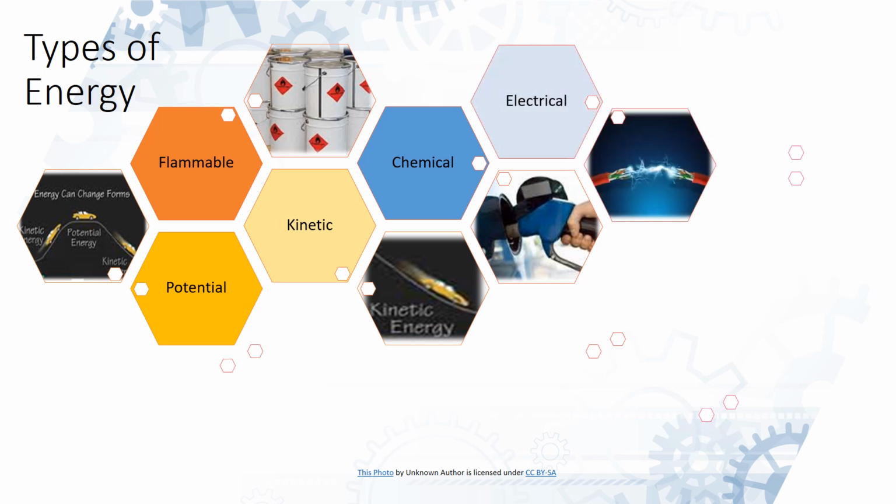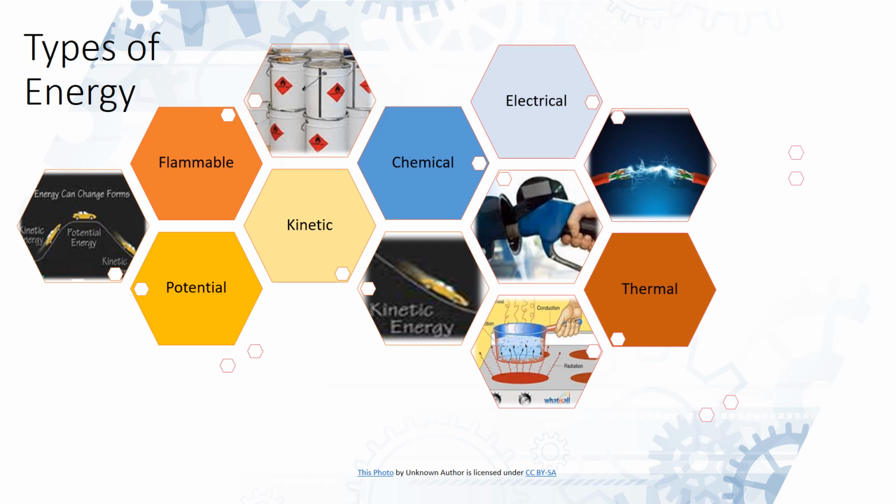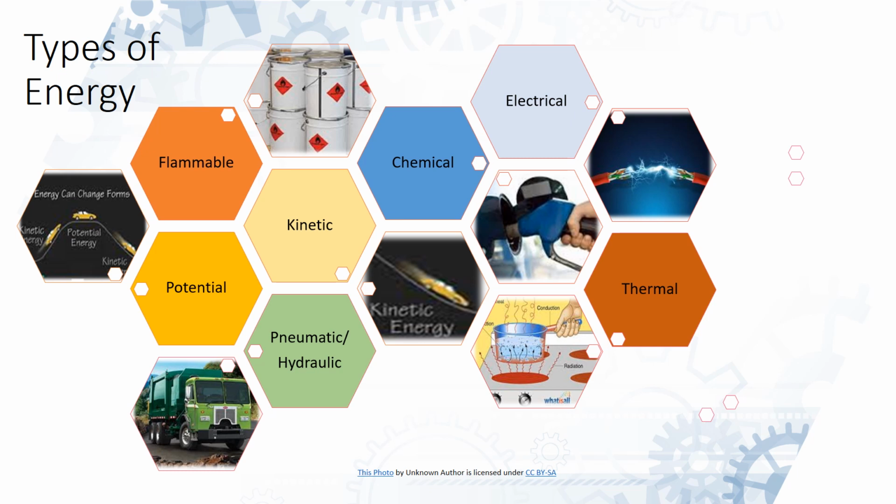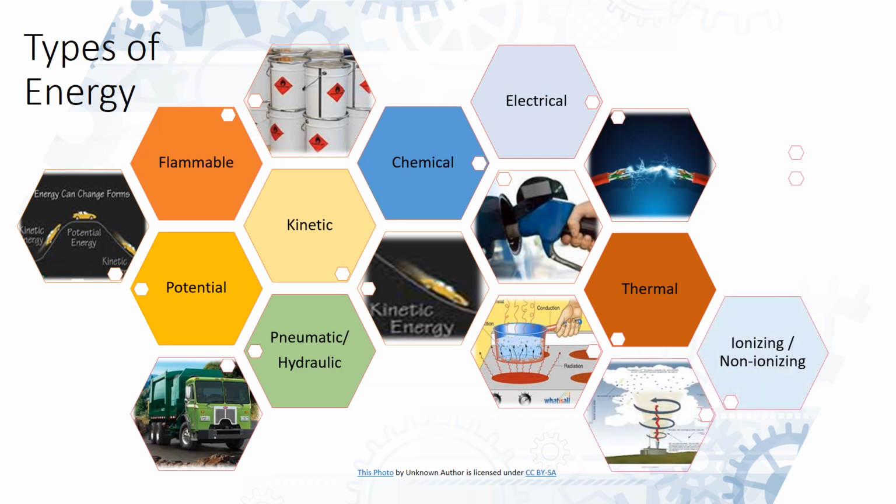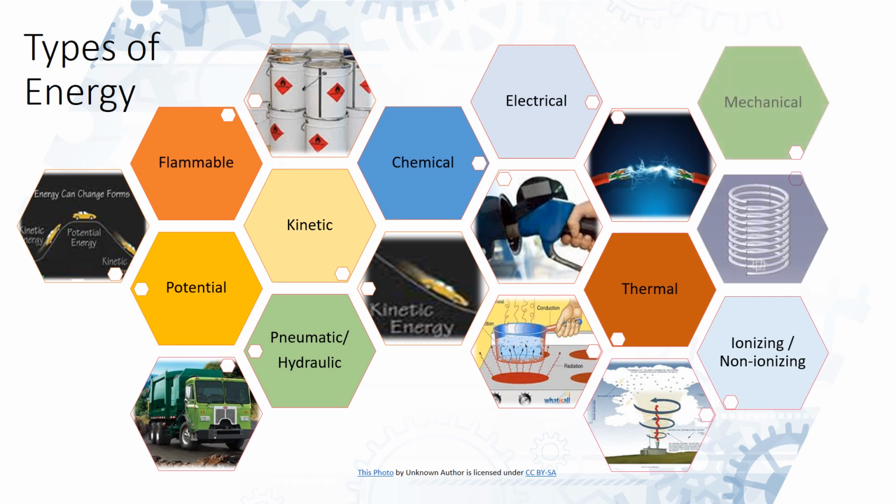Electrical energy is a form of energy resulting from the flow of electric charge. Thermal energy is also known as heat energy. Thermal energy is the energy that comes from the temperature of a material or object. Pneumatic and hydraulic energy is the energy stored in pressurized liquids or air. Radiation energy is energy related to ionizing, low-frequency electromagnetic, optical, or radio frequency electromagnetic radiation. And mechanical energy is the energy stored in a system by reason of the position of its parts.